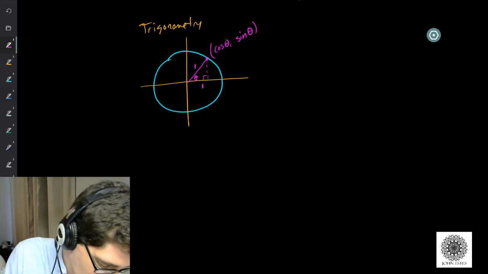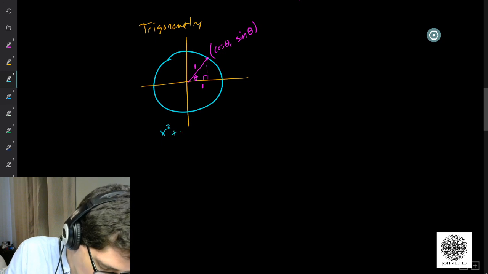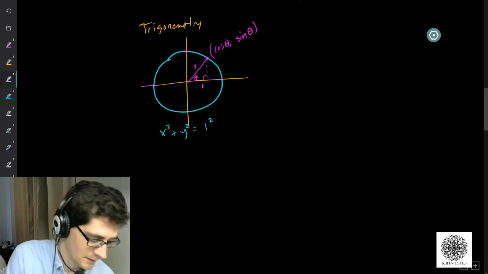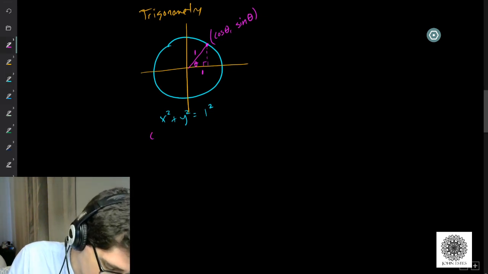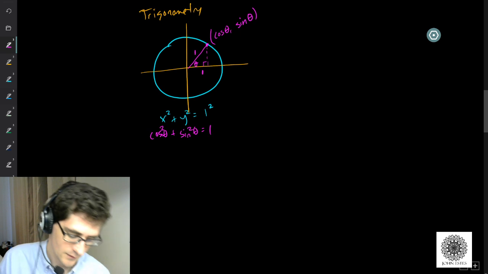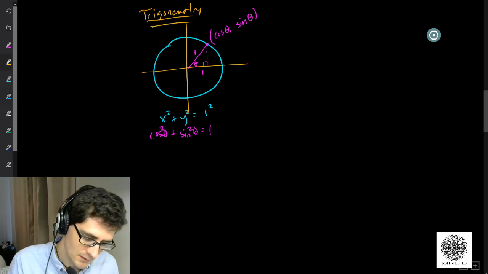And so because of that, and remember the equation of a circle is x squared plus y squared equals r squared, which in this case is 1. And we just said that the x coordinates are my cosines and the y coordinates are my sines. I end up with the Pythagorean identity that we know and love, that we use a lot.